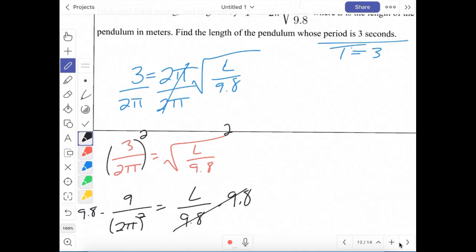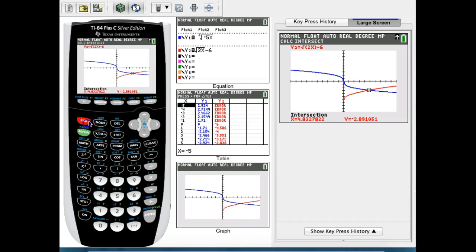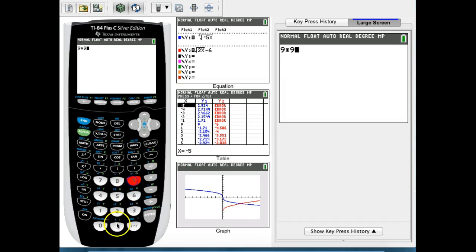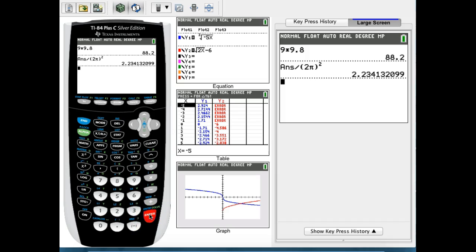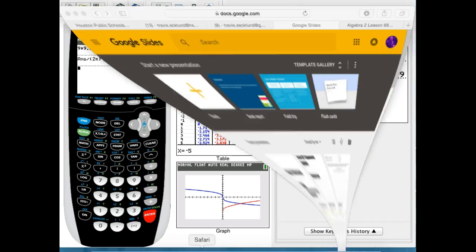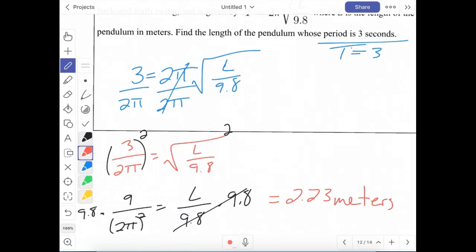So L is equal to 9.8 times 9 over 2 pi squared. So let's figure out a value for that. Quit out of here. 9 times 9.8 divided by 2 pi squared equals 2.23 meters. So that pendulum would be 2.23 meters long.